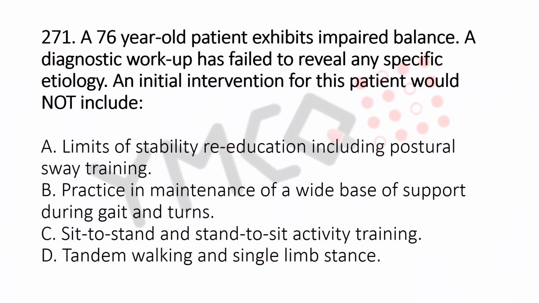A 76-year-old patient exhibits impaired balance. A diagnostic workup has failed to reveal any specific etiology. An initial intervention for this patient would not include: Option A, limits of stability re-education including postural sway training. Option B, practice in maintenance of a wide base of support during gait and turns. Option C, sit to stand and stand to sit activity training. Option D, tandem walking and single limb stance.